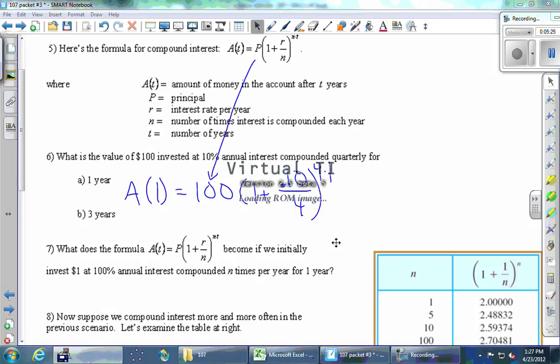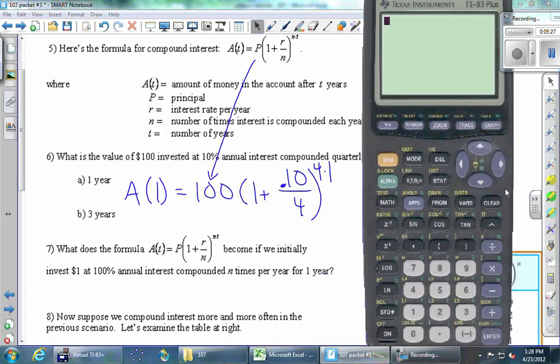So we'll very carefully type this thing in. We'll do it here. So we're doing 100, parentheses 1 plus 0.10 divided by 4 raised to the 4 times 1. A little more than 110 is what we're expecting. Not a lot more than 110. So that extra compounding earned you a whopping 38 cents at the end of the year.